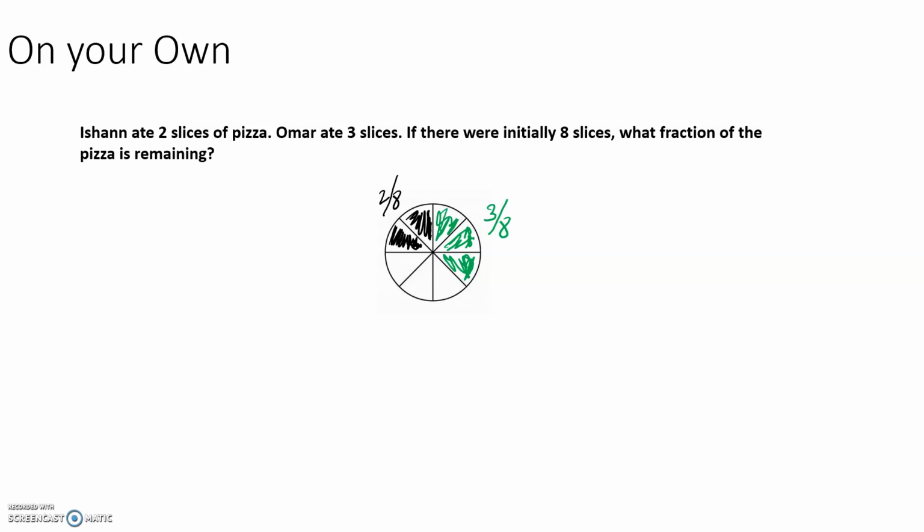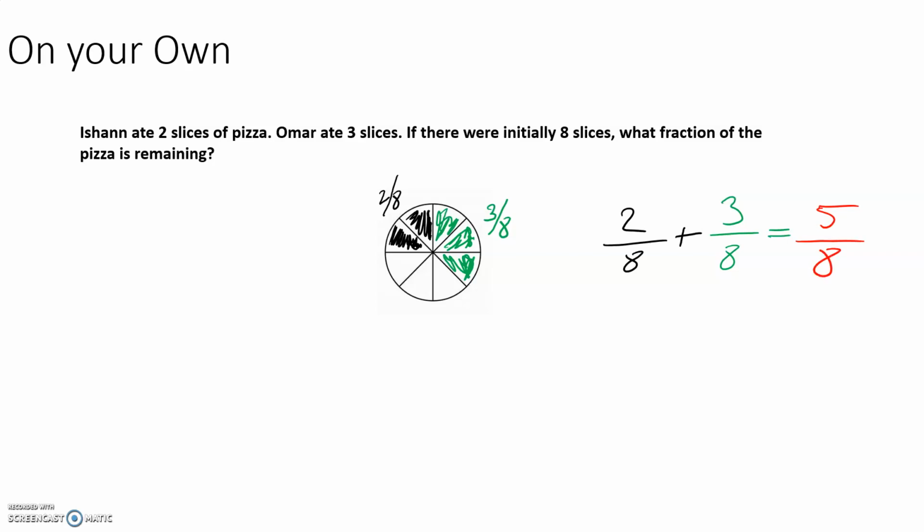What fraction of the pizza is remaining? So before I figure out how much of the pizza is remaining, I need to see how much was eaten altogether. So I have 2/8 plus 3/8, and that's going to get me 5/8. Okay, but I'm not done yet. That's just how much was eaten.